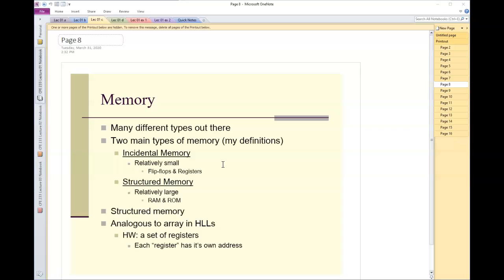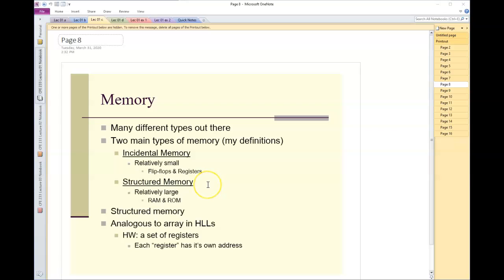So memory, there's just a bajillion different types out there. I'm not going to even pretend to know what they are. I like classifying them in two types. I call them incidental memory and structured memory. Incidental memory is the small stuff we've been working with, like a register or a flip-flop. Flip-flops are one-bit registers. Structured memory is what we're going to get into. It's big memory, such as RAMs and ROMs, relatively large compared to flip-flops and registers.